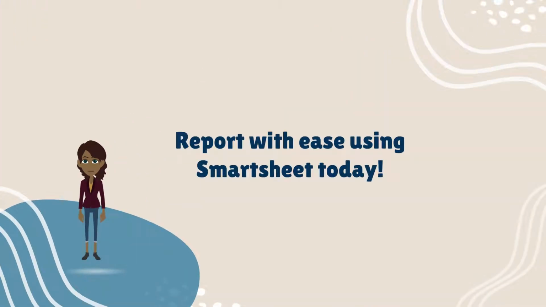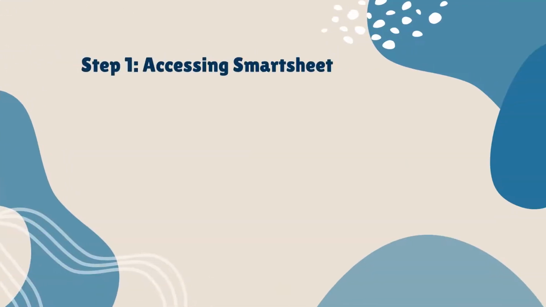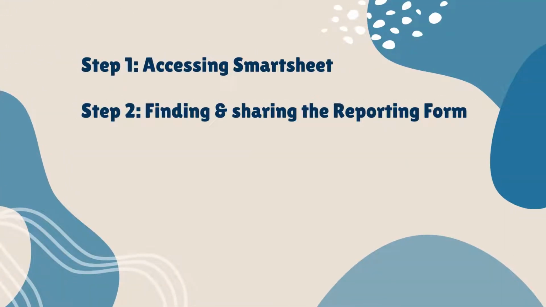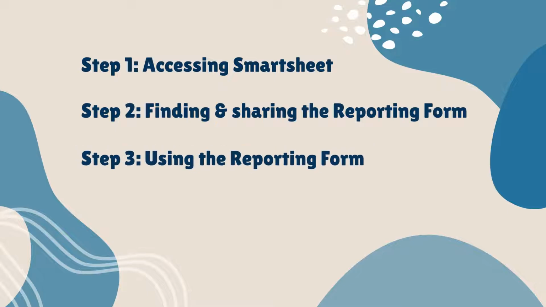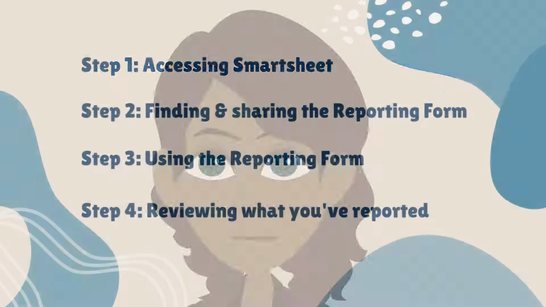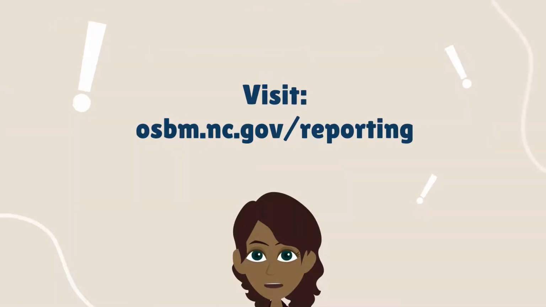All you need to know to report: how to access Smartsheet, how to open and share the reporting form, how to use the reporting form, and how to review what you've reported. For more help, visit the Directed Grants reporting page on the OSBM website.